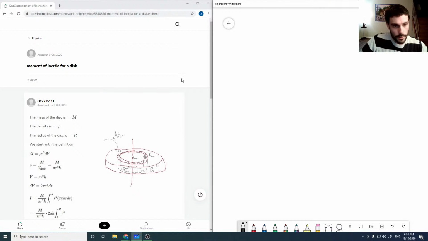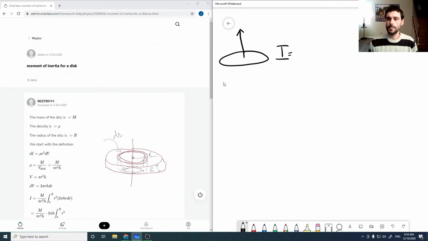Okay, so here I've got the moment of inertia for a disk. This of course depends on the axis, but I'm just going to run through a couple of the more typical axes. So if we just consider an axis which goes to the center and is perpendicular to the disk, then our moment of inertia, for a continuous object, is going to be the integral of r squared dm.